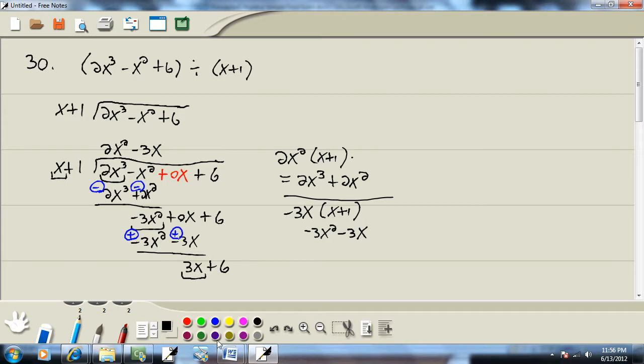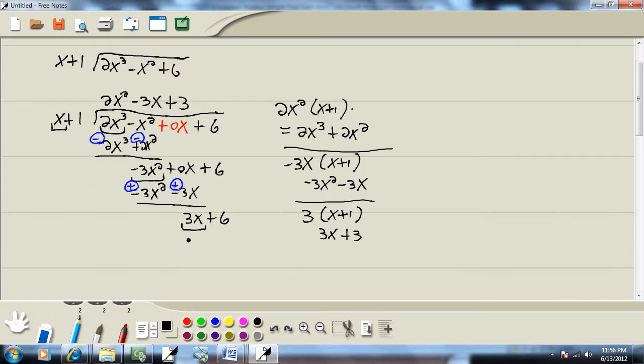Now again, we'll look at the first term of each, decide what to put up on top. You ask yourself, what times x gives you 3x, and that's 3. And again, whatever you put up on top, you multiply by what's out in front. 3 times x is 3x. 3 times 1 is 3. So I'll put that in there. We're going to subtract that line, which means we'll flip the signs. So 3x becomes negative. The 3 becomes negative. 3x minus 3x drops away. 6 minus 3 is 3.